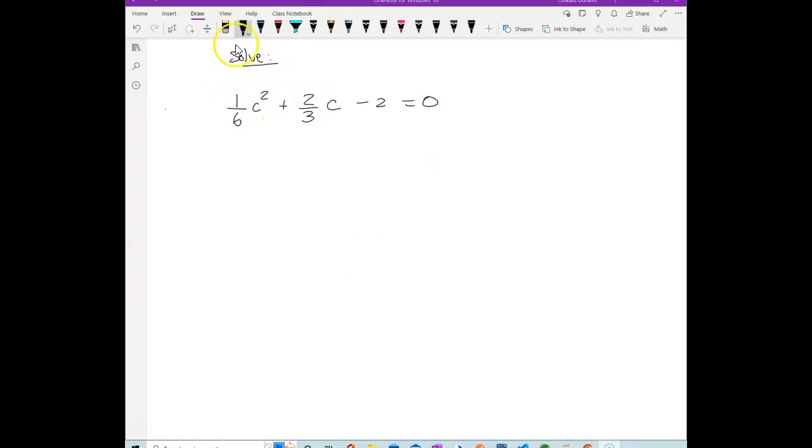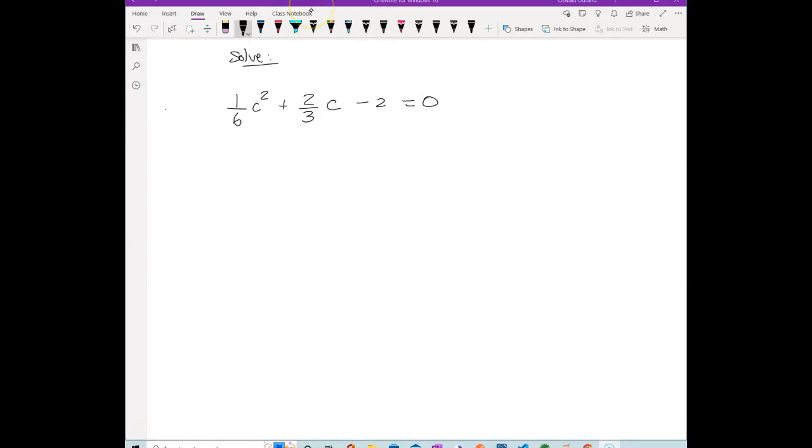Okay, so you struggle with this quadratic equation. I'm assuming it's because of the fraction. All right, so let's go over it and see if I can demonstrate to you how to do it.